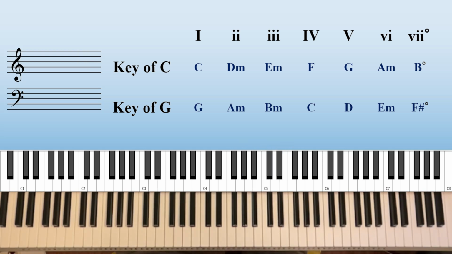You can do the same thing in the key of G, right? So you just find the key of G, you're starting here. And 1 is G major, 2, A minor, 3, B minor, 4, C, 5 is D, 6 is E minor, 7 is your F sharp diminished, and you have your G back to the top. And you can do that for any key now. You can find out what chord is in that key with a Roman numeral.